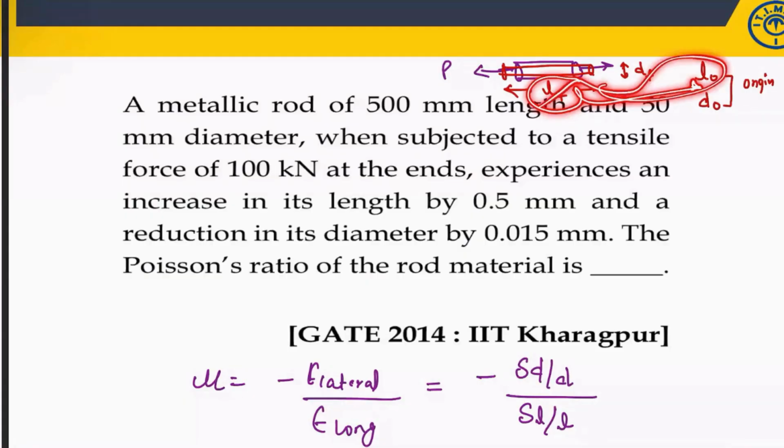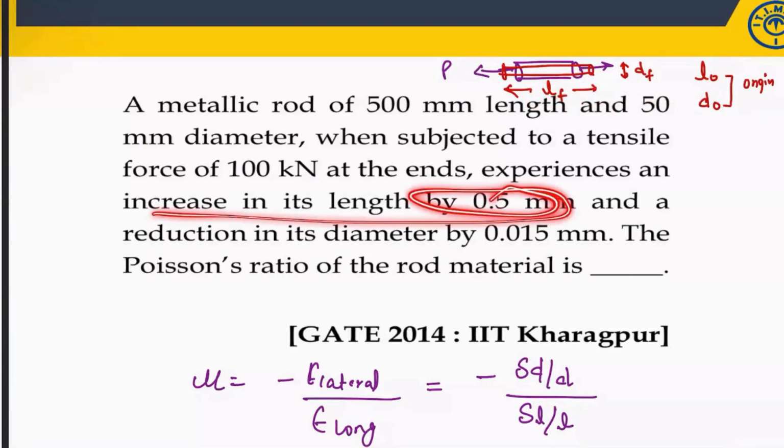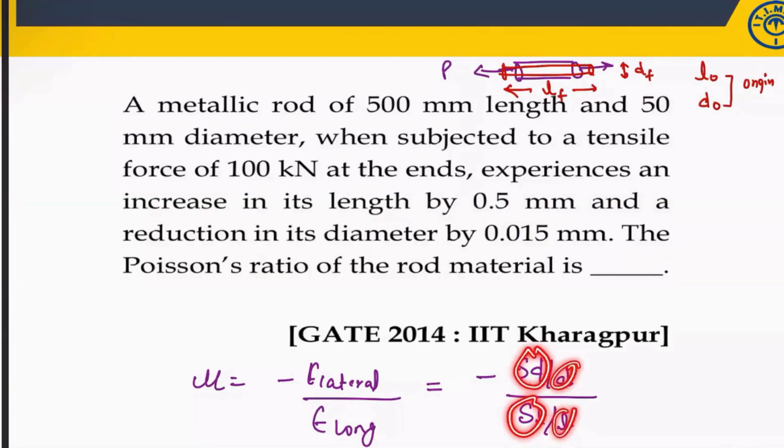So change in length they have given directly. How much increase in the length? 0.5. Do it fast, everything is given. D and L values are also given. So what do you have to calculate? You have to calculate Poisson's ratio. Once you get the result, please let me know.